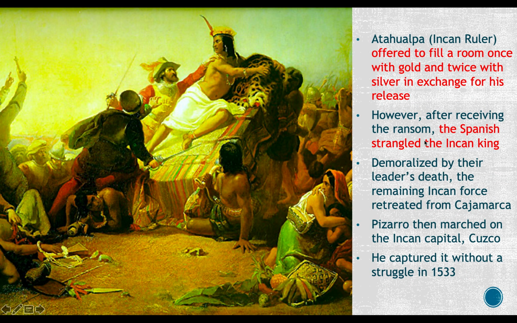However, after receiving the ransom, the Spanish strangled the Inca ruler. So after receiving all this gold that he filled the room with, the guy ends up getting strangled. Demoralized by their leader's death, the remaining Inca force retreated from their main city. And Pizarro marched right into the Inca capital, and he captured it without a struggle in 1533. So this is how he was able to conquer the Incas.